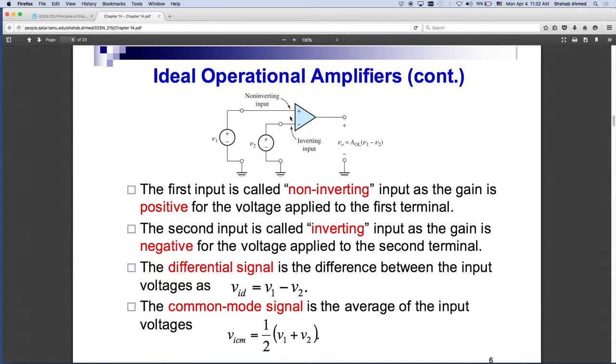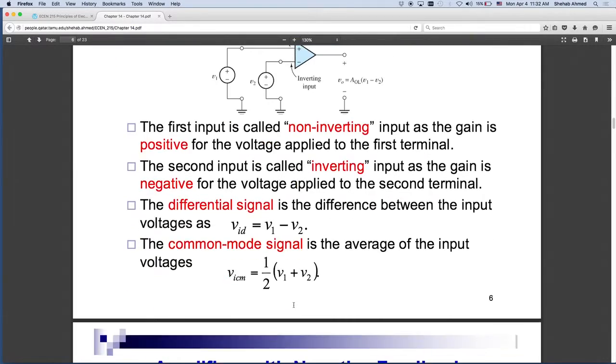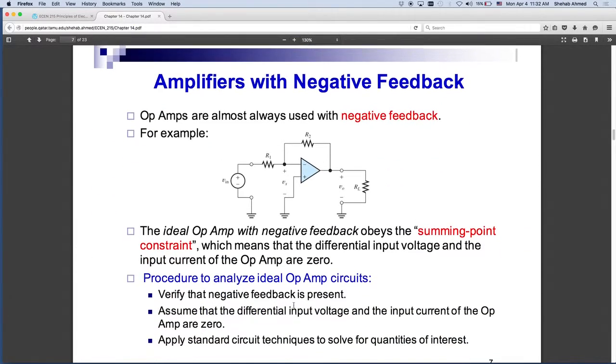It means that the differential input is 0. If the differential input is 0, then the output is going to be 0. The open loop output is going to be 0, which means that the op amp did not amplify my common mode signal, right? Assuming they're equivalent. So these are just some definitions. Let's look at the applications.